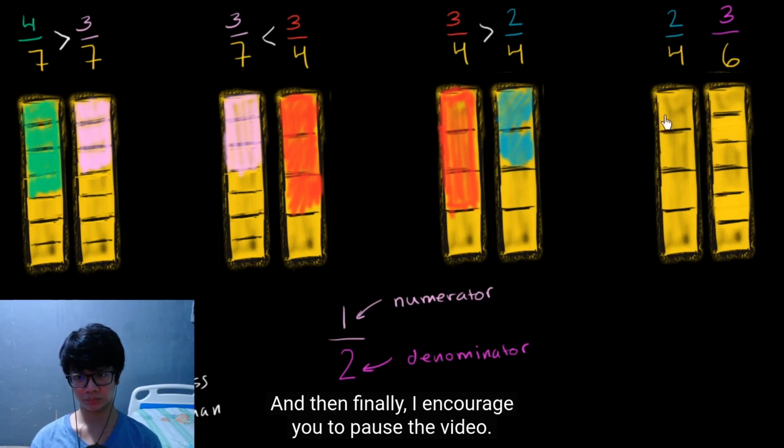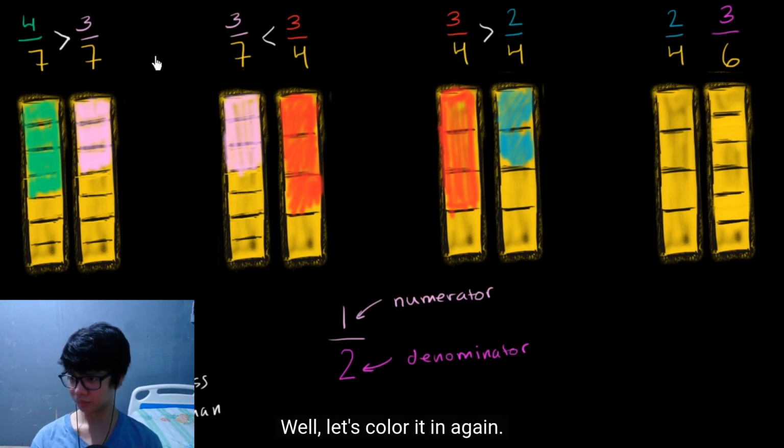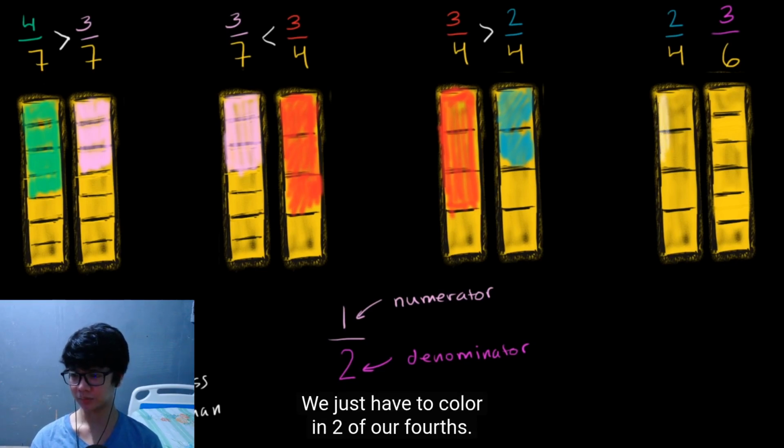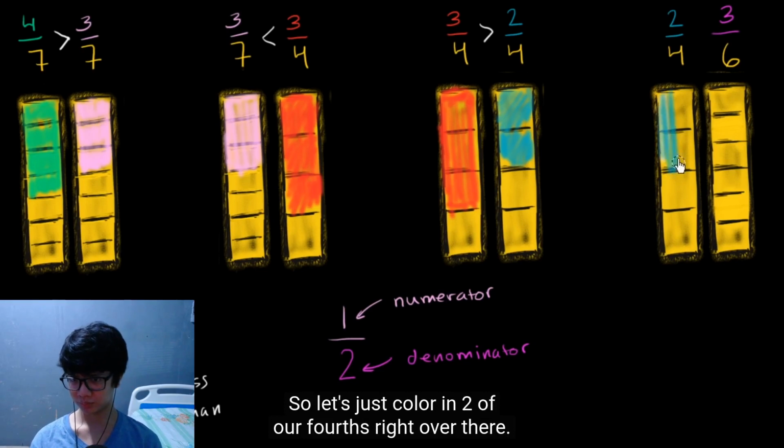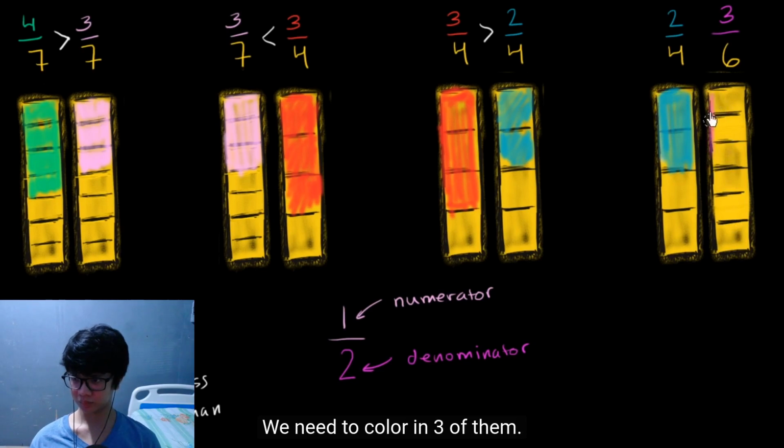And then finally, I encourage you to pause the video. Try to come up with whether 2/4 or 3/6 is a larger number. Well, let's color it in again. We've already seen the 2/4. They're the same whole. We just have to color in 2 of our equal fourths. So let's just color in 2 of our fourths right over there. And then 3/6, we've split our whole into 6 equal sections. 1, 2, 3, 4, 5, 6. We need to color in 3 of them.